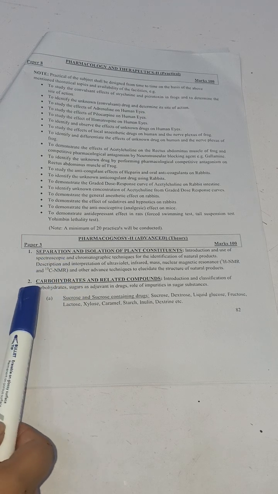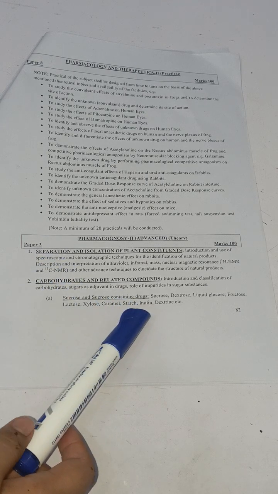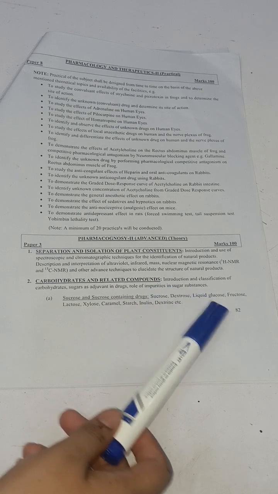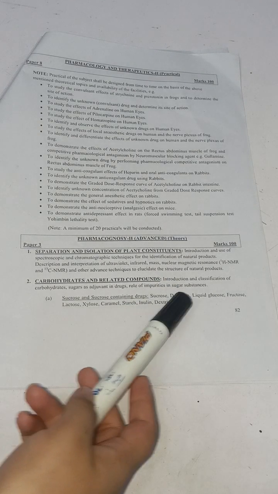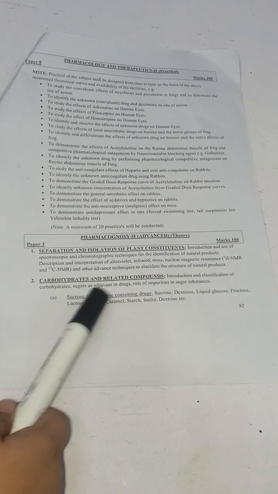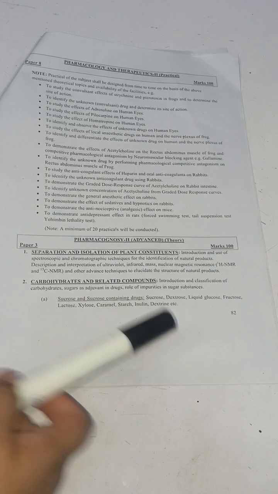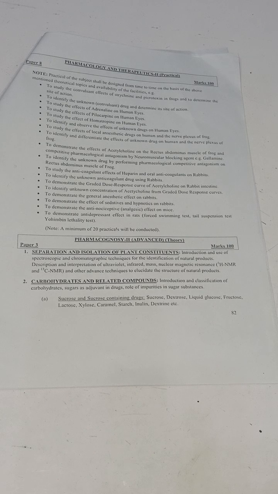In chapter number 2, we discuss carbohydrates and their related compounds. The first topic is the introduction and classification of carbohydrates. In this lecture we are going to start with the introduction and how we classify carbohydrates. We will see the detailed classification: carbohydrates are classified into monosaccharides, disaccharides, oligosaccharides, or polysaccharides. We will study every classification and its sub-classifications. The next topic will be sugar as an adjunct in drugs and the role of impurities in sugar substances, which will be discussed in the next lecture.